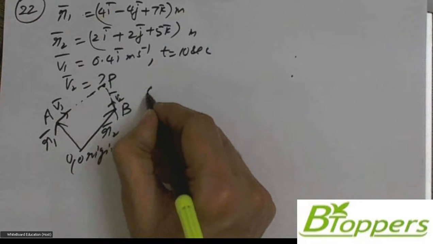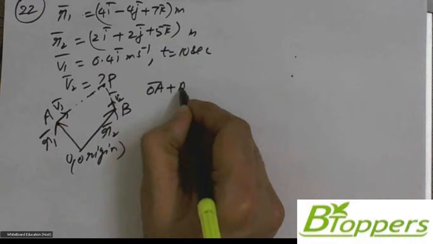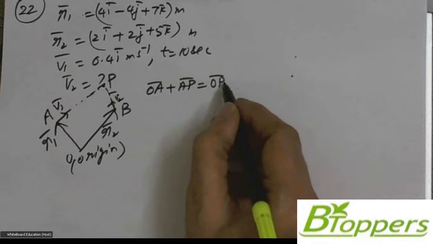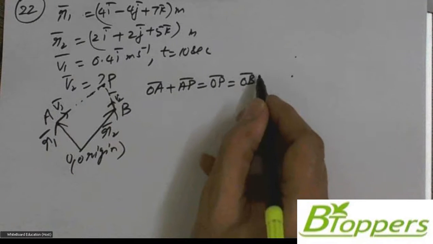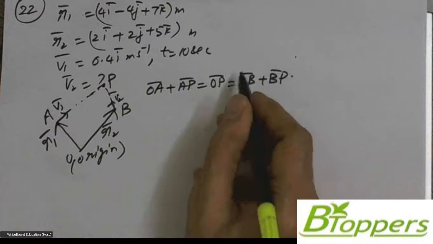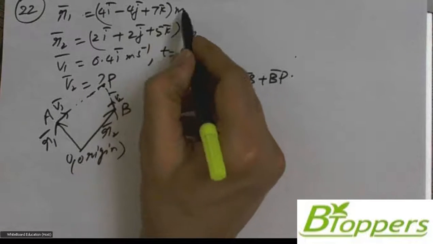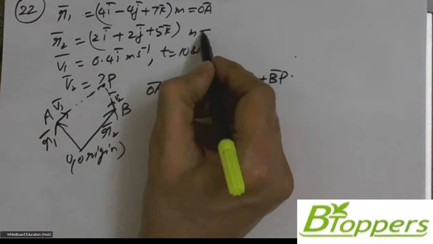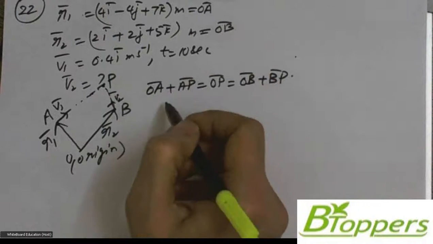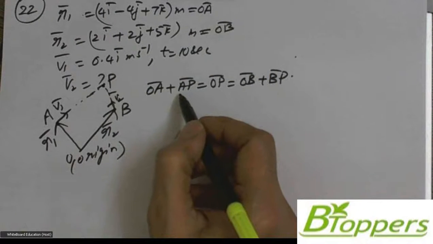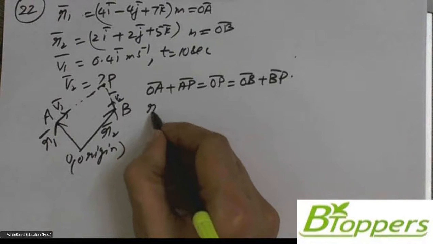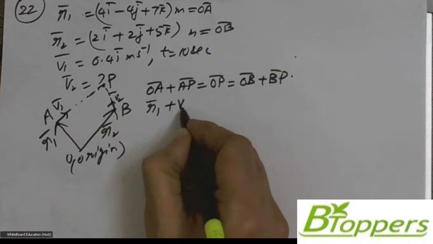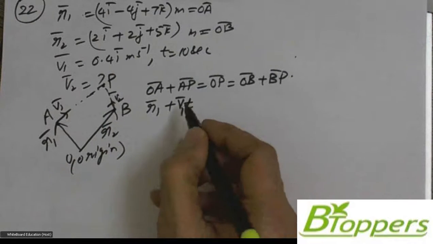From the triangle law of vector addition, you can write OA bar plus AP bar equal to OP bar. You can also write OB bar plus BP bar equal to OP bar. Here OA bar represents the position vector of the initial position of the first particle, OB bar represents the position vector of the initial position of the second particle, and AP bar represents the displacement of the first particle. So this you can write as R1 bar plus the displacement of the first particle, which is V1 bar into time.